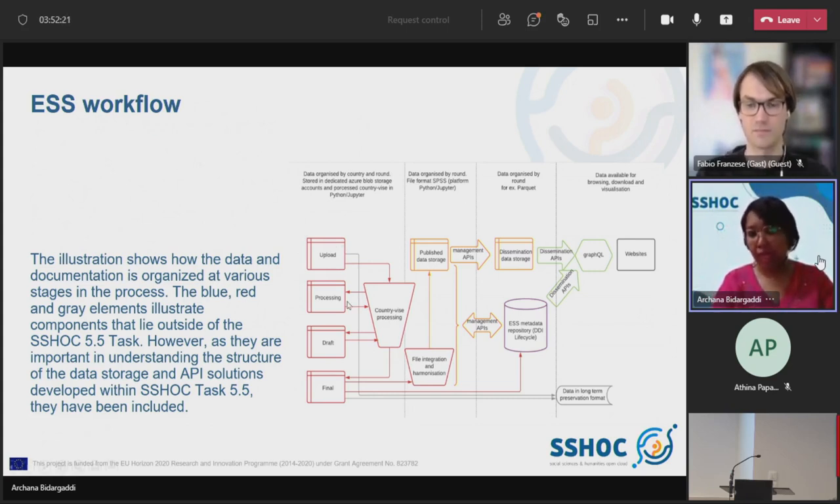So we have an upload, we have processing. Upload is where countries send their data. Processing is the area where we do the data processing. Draft is for review, check and feedback. And final is when we have completed the data processing for a particular country. And then we run a file integration and harmonization process, which is then published to a dissemination data storage. The previous data storages are not performance tuned for dissemination purposes, but more for long-term preservation. But the published data storage is configured for dissemination performance.